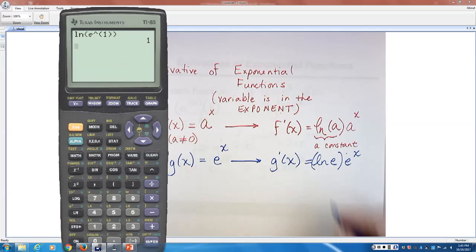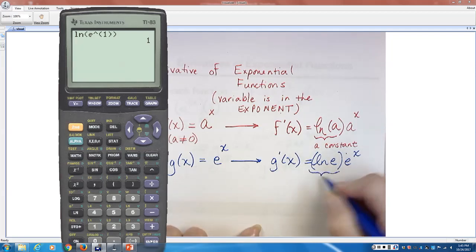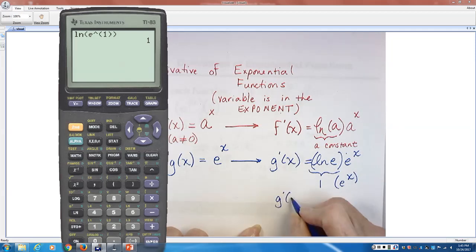And the natural log of e to the first power is 1. So because this is actually 1, then g prime of x is 1 times e to the x, and that's just e to the x. You don't need to do anything else with it. Okay?